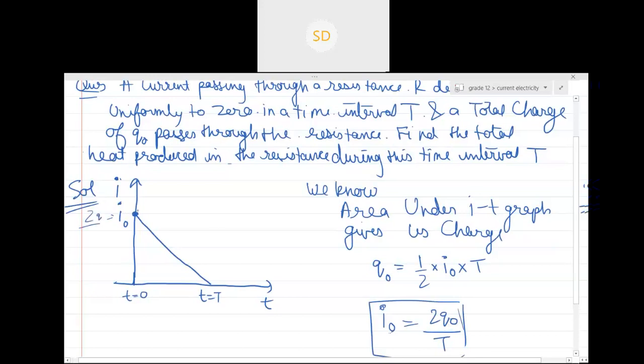Can anyone tell me, this current is basically a function of time, right? Current is given as a function of time. Can you see it's a variable current, right? Can you give me this equation?